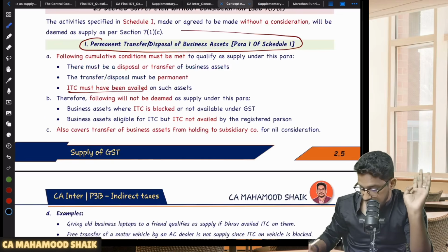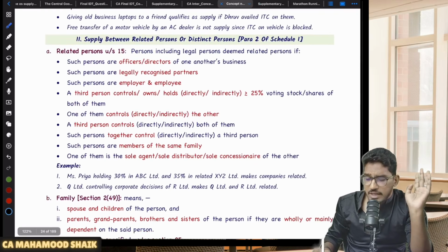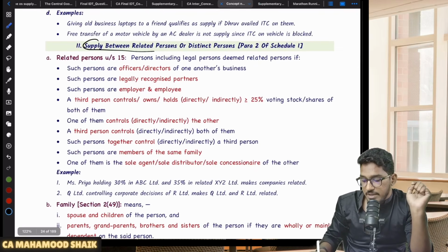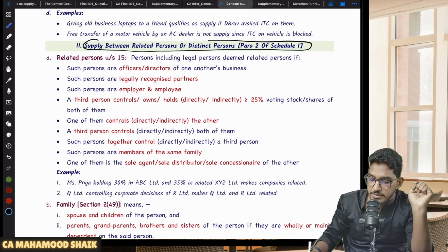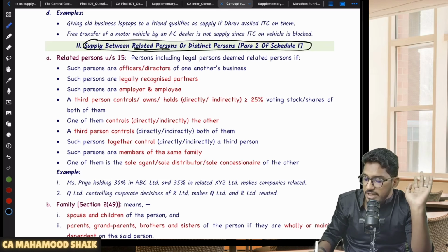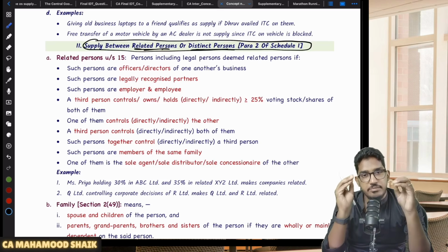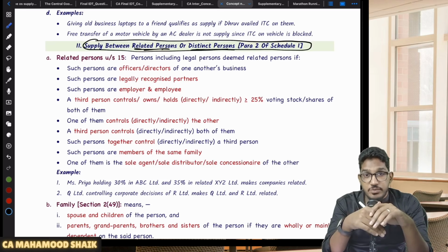So let us come to the next part. Second activity which will be deemed as supply, even if done without consideration: supply between related persons or distinct persons. So supply of goods or services between related persons or between distinct persons, even if done without consideration in the course or furtherance of the business, it will be deemed to be supply.